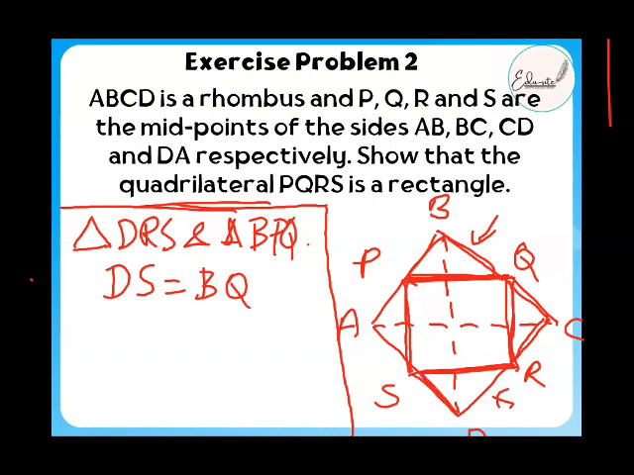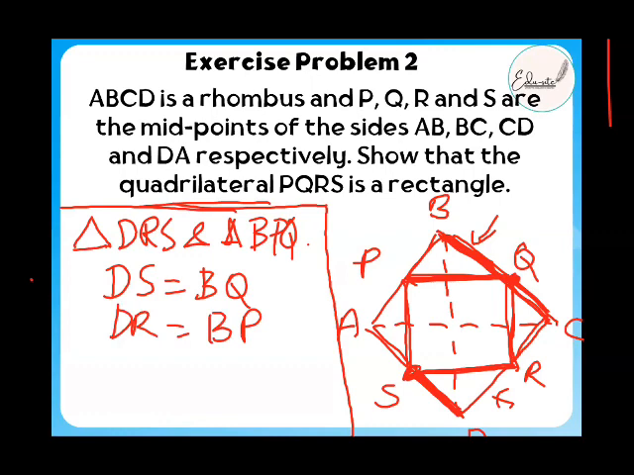Why is DS equal to BQ? Because it is a rhombus in which BC is equal to AD. If BC is equal to AD, we also know that S and Q are the midpoints. So BQ is equal to DS. This is done. Then DR is equal to BP.